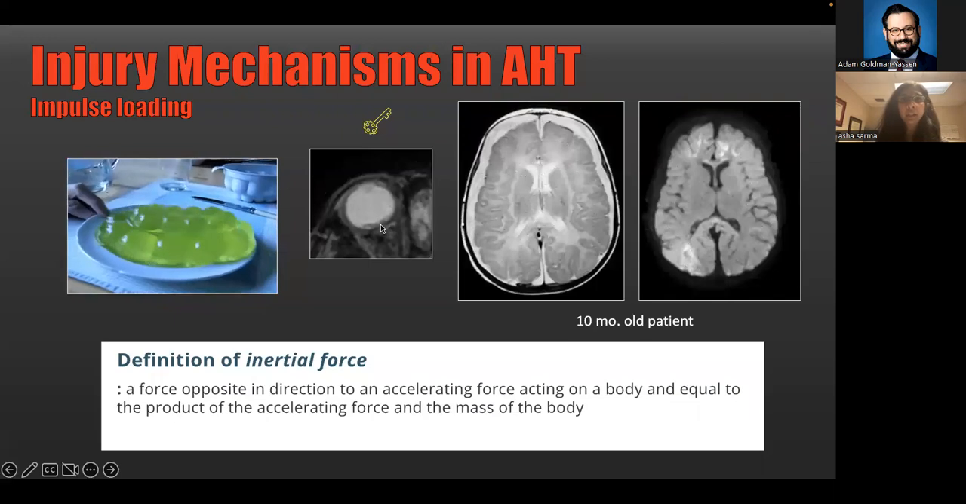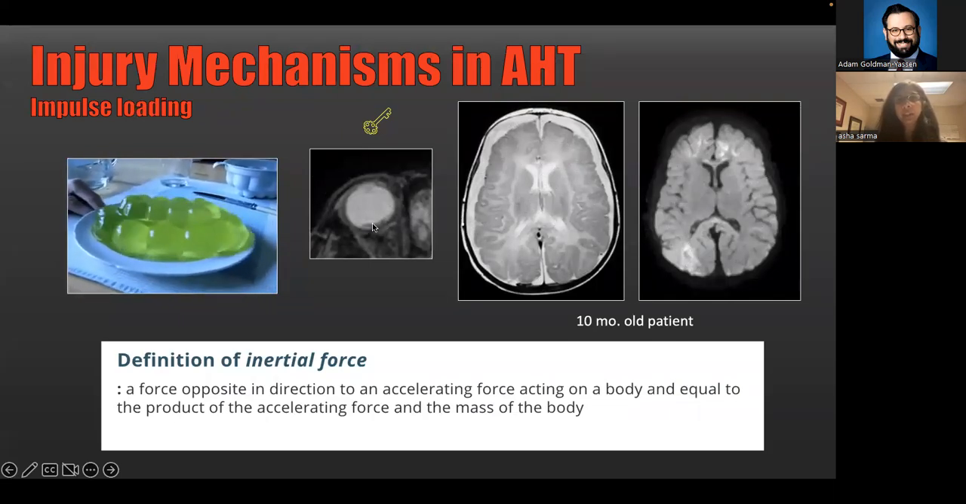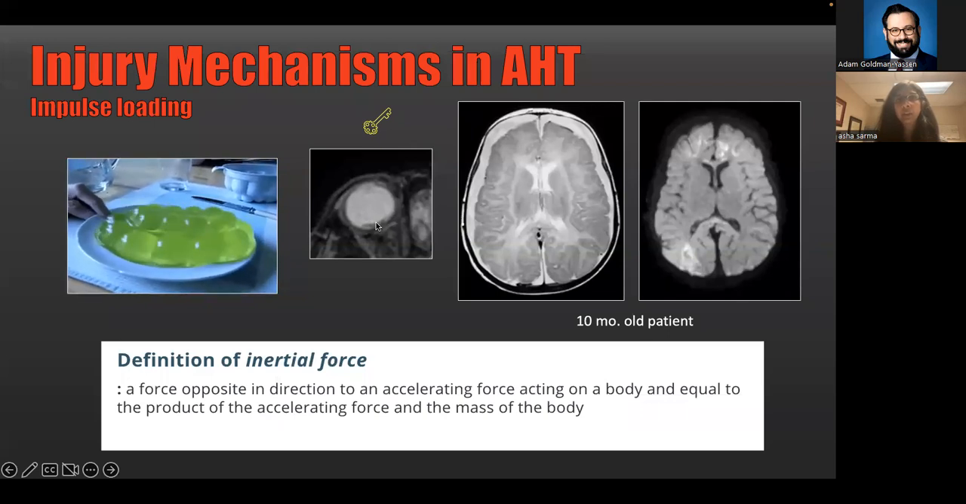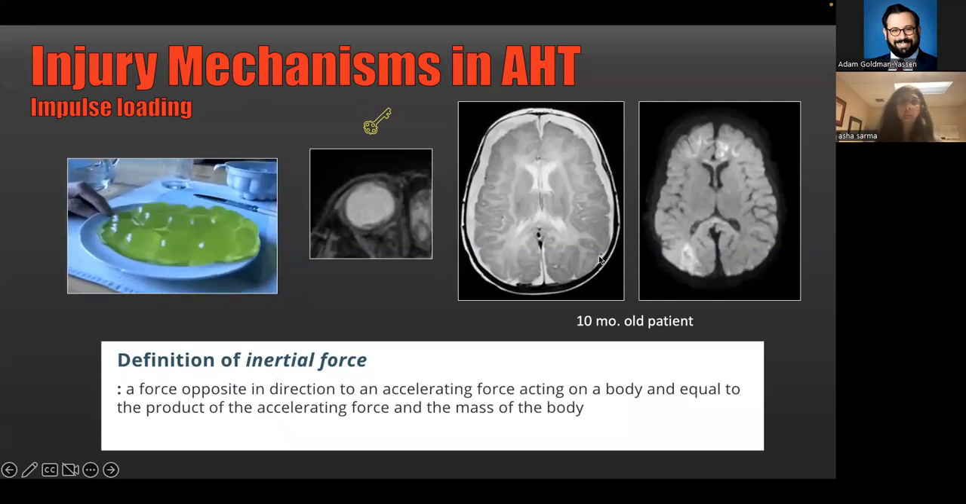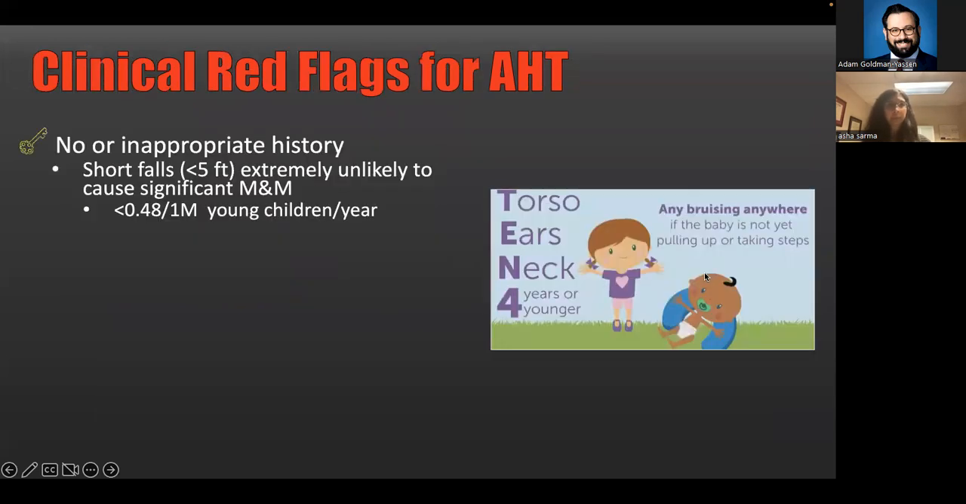So here is an example of retinoschisis, so injury to the retina. You can see this hypointense signal in the posterior globe. Here's an example of subdural collections. And then here's some parenchymal injury. You can see some areas of cytotoxic edema here on DWI sequence. So that's kind of a radiologic triad that you can look for.